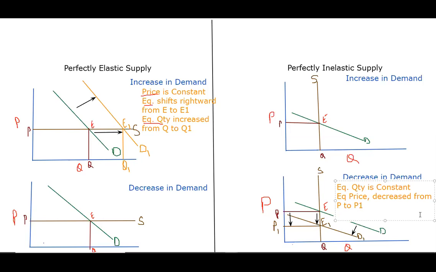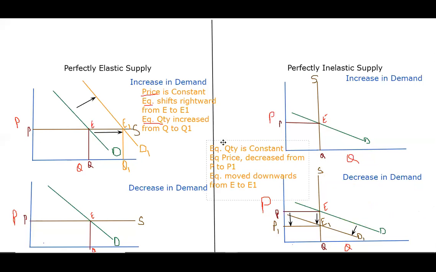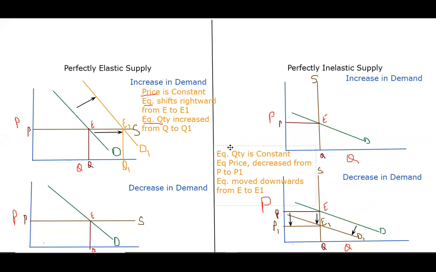Your equilibrium moved downwards from E to E1, right? So this is done. These are your conclusions for this case. I have no space, that is why whatever I've written is overlapping. So please understand, and if you do not understand, ask me. This is the impact of decrease in demand. I hope you have understood this.